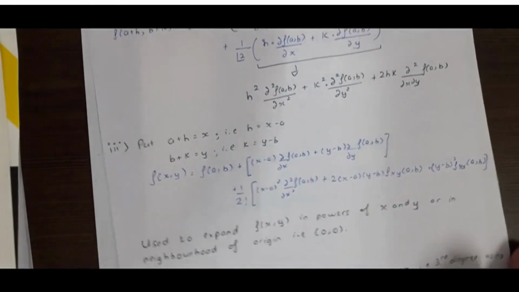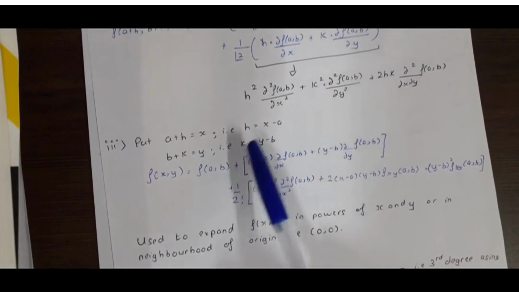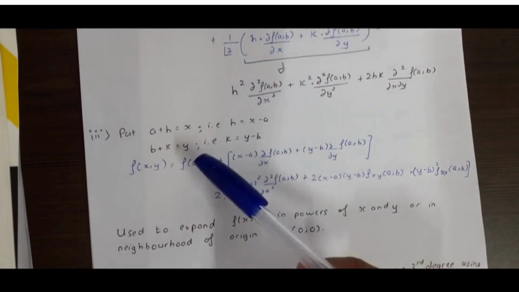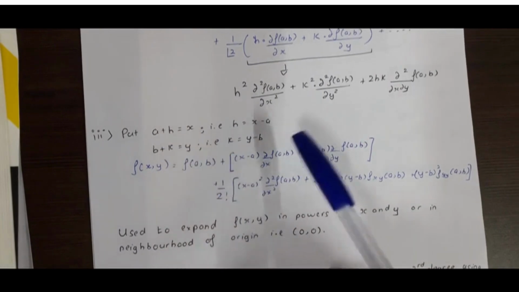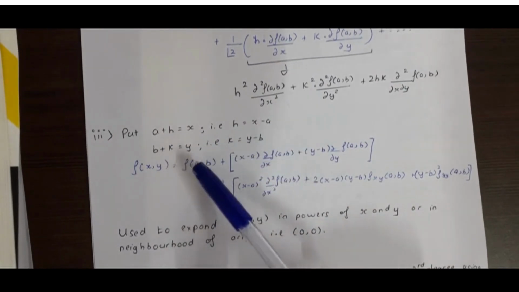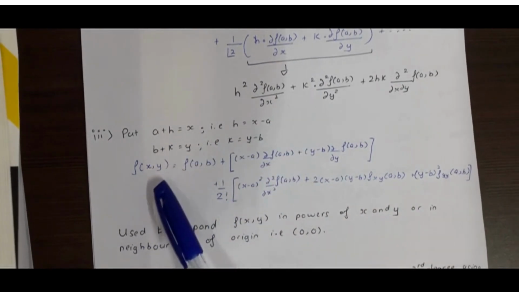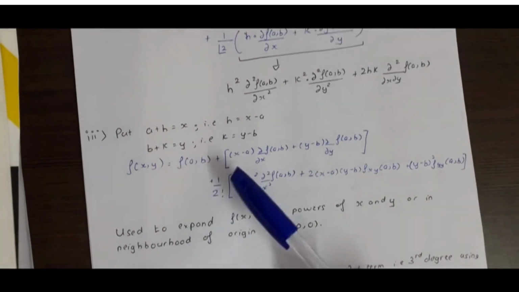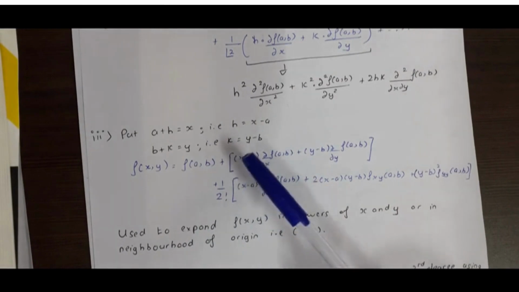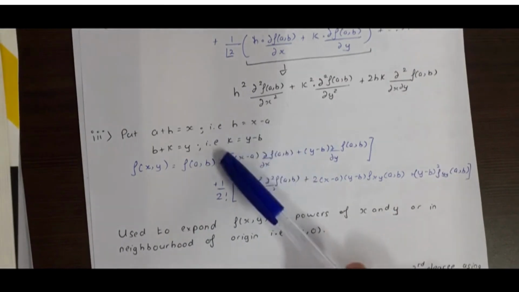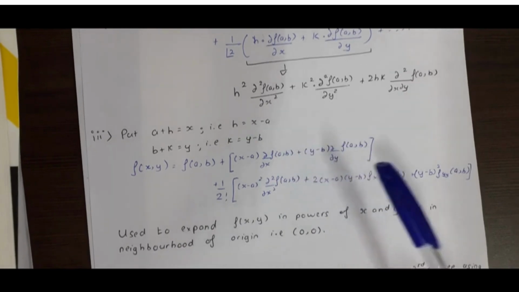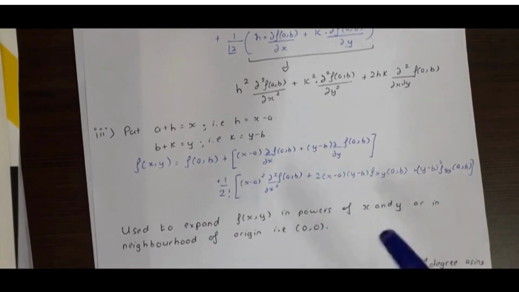Now you will have the third case where you take a plus h as x. So previously what we did, we took x as a and y as b. Over here we're taking a plus h as x and b plus k as y. So again we're back to f of x comma y. We keep a comma b as a comma b. Here we'll have x minus a. H becomes x minus a, as you can see over here. K becomes y minus b. Dou f by dou x plus y minus b dou f by dou y. This is the form we'll be using the most.